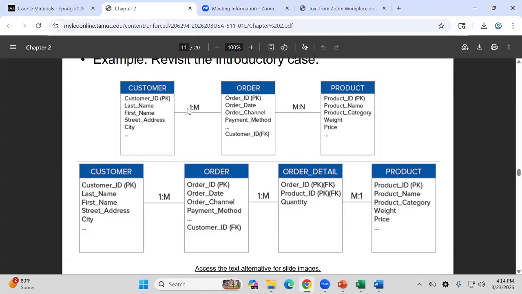You see some notations here. 1 semicolon M represents a one-to-many relationship. For example, one customer can place multiple orders, right? You don't need to worry about those notations, but you do need to understand what entity relationship database design is for this course.